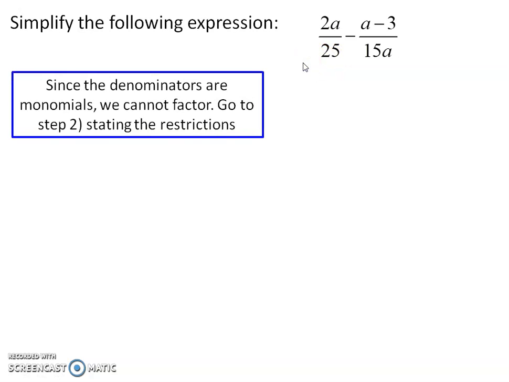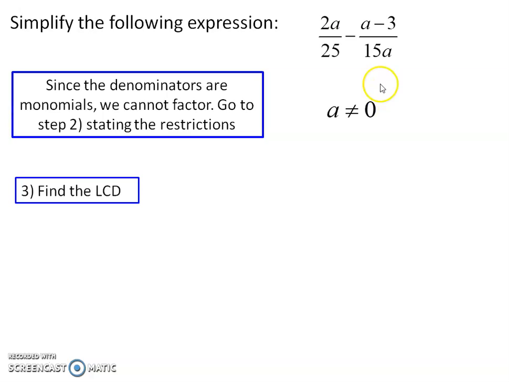So the first thing to do is to see if we can factor the denominators. In this case, because they're both monomials, they're not factorable. So I move on to step 2, which is stating restrictions. The restrictions are whatever values make the denominator 0. Here there's no value that can make 25 equal to 0. But 15a can be 0 if a is 0. 15 times 0 is 0. So that's my only restriction here.